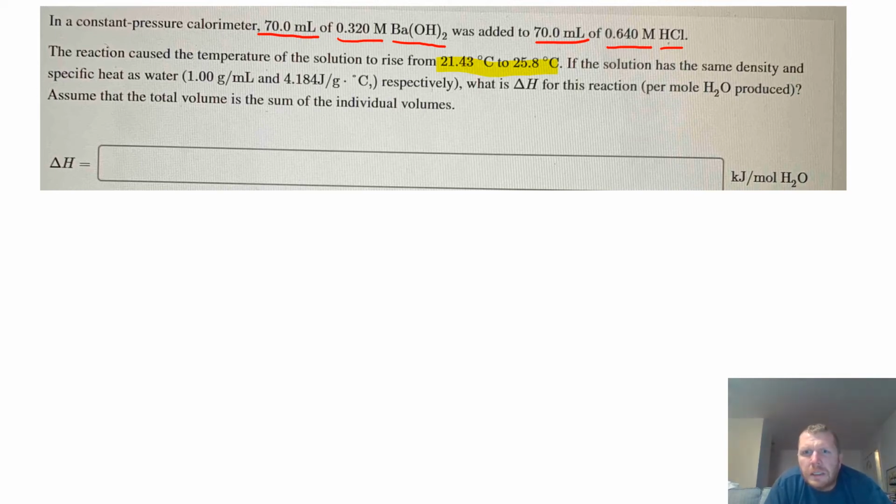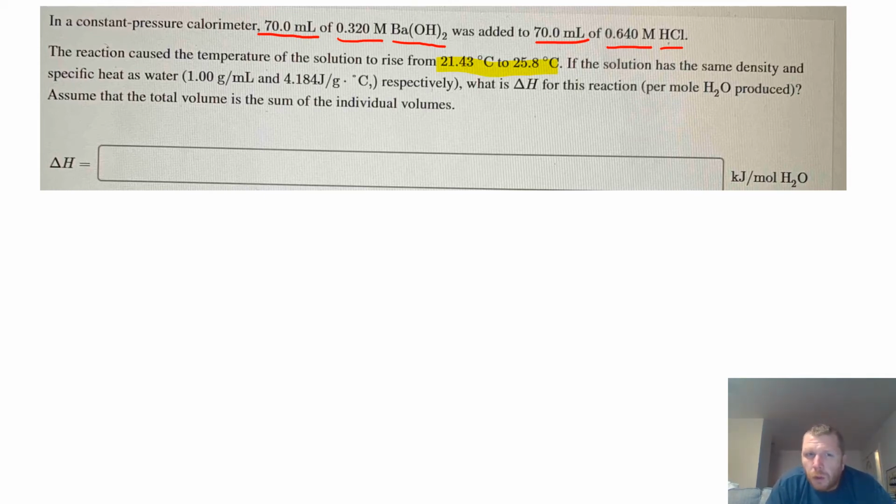If the solution has the same density and specific heat as water, 1 gram per milliliter and 4.18 joules per gram degree Celsius, respectively, what is the delta H for this reaction per mole of H2O produced? Assume the total volume is the sum of the individual volumes.